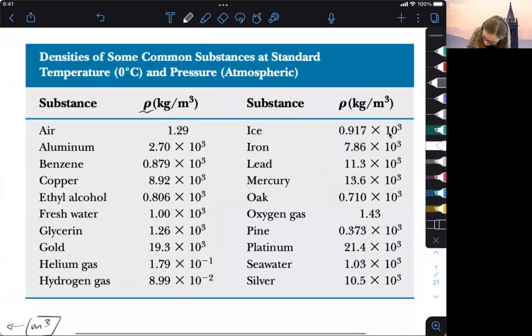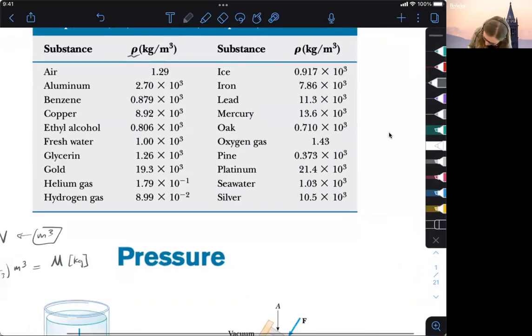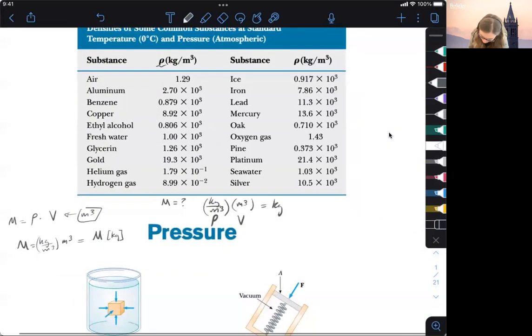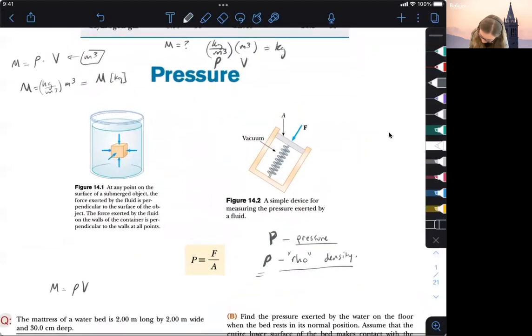So rho, density, basically tells us how much mass per volume we have. So if we want to figure out the mass of an object, all we need to do is take the density and multiply it by the volume, right? So if we need the mass, we would have kilograms per meter cubed for our density rho, and if our volume is in meters cubed, that should give us kilograms. So that's how we can figure out our mass. That's going to be interchangeable for a lot of the equations.